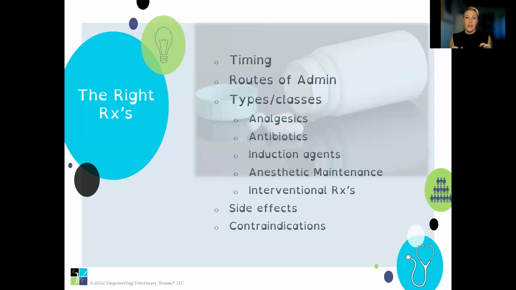So really thinking about your analgesics, antibiotics, and induction agents, all of those kinds of things, as well as the interventional medications. The type of medication is that category, right? And then your classes are the specific ones within those categories. So if we're talking analgesics, the types within it are going to be like your NSAIDs and your opioids. And then within those are the specific classes, like your full mu and partial agonists and whatnot.